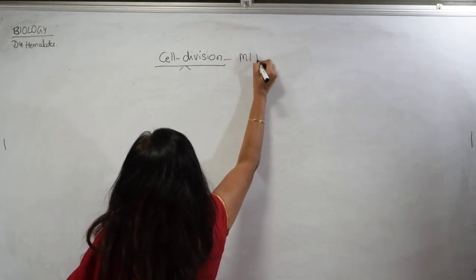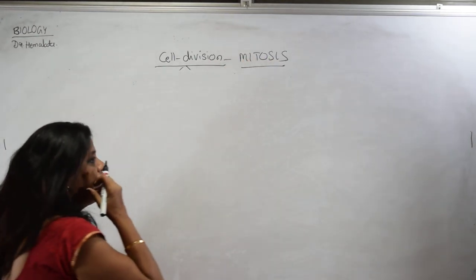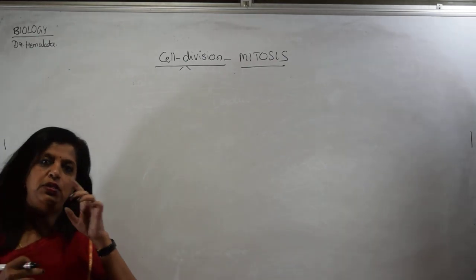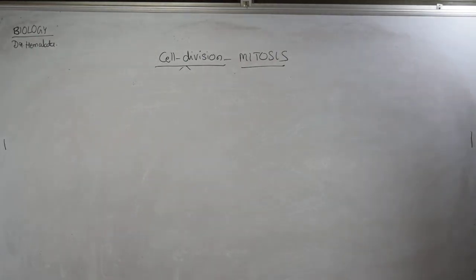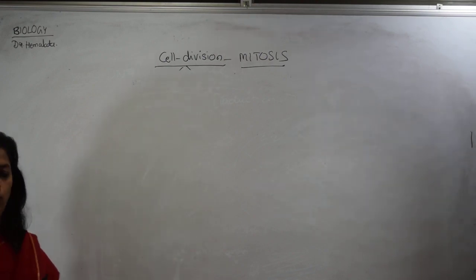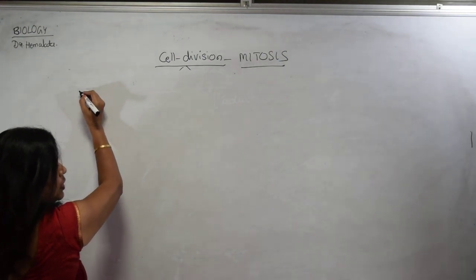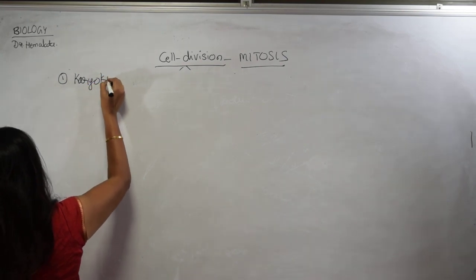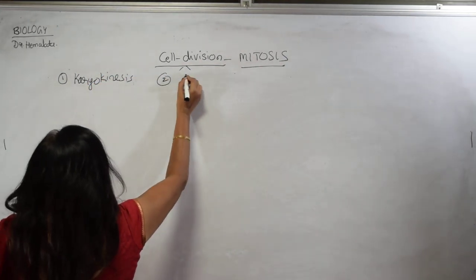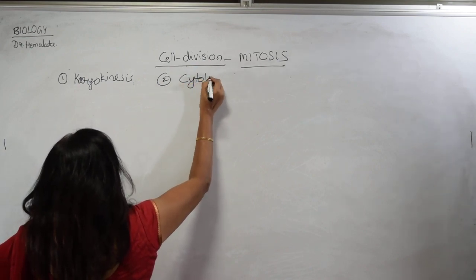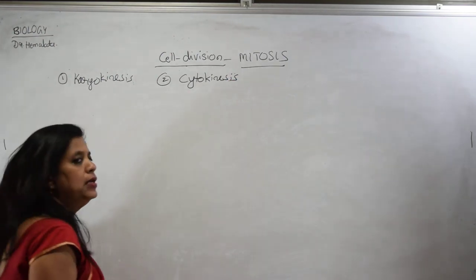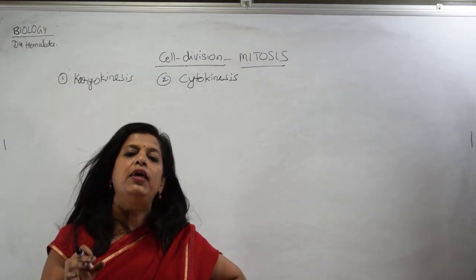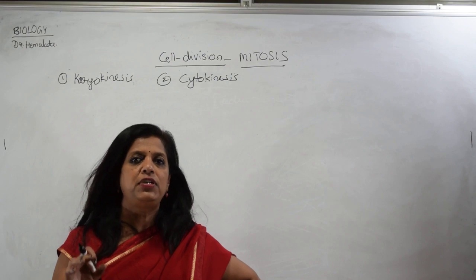What happens in mitotic cell division? You have learned this already in first PUC, but still I would like to give you what mitosis is in detail with drawings, because drawings are also important here. I would like to use some colored pen also. Now, what is mitotic cell division? It has two sub-stages: one is karyokinesis, the second is cytokinesis. Karyokinesis is the division of the nucleus. Cytokinesis is the division of the cytoplasm.